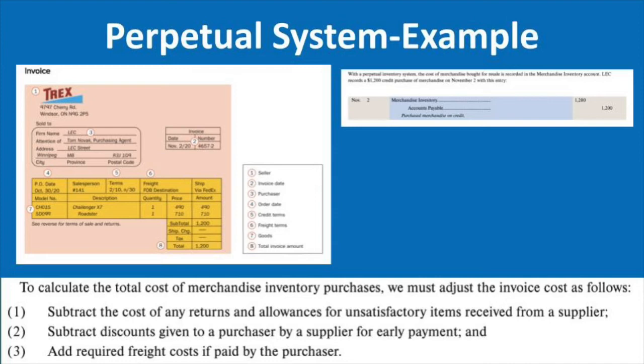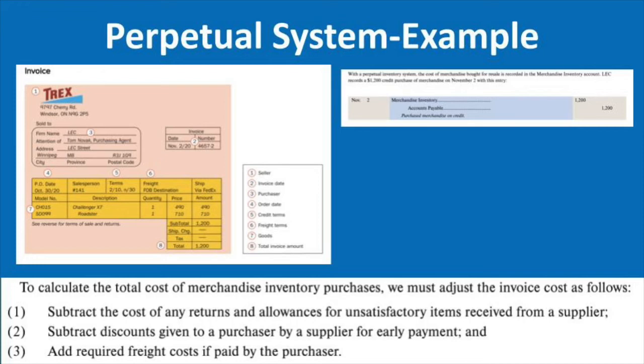So two bikes arrive, and they're bought on credit. So we have to record them in our financials somehow. Well, the basic entry says with the perpetual inventory system, the cost of the merchandise bought for resale is recorded in what's called merchandise inventory. That's an asset account that we record. So in this particular case, it went up by $1,200.